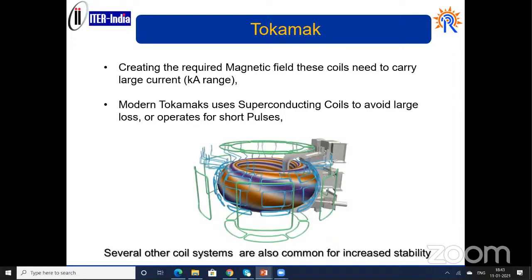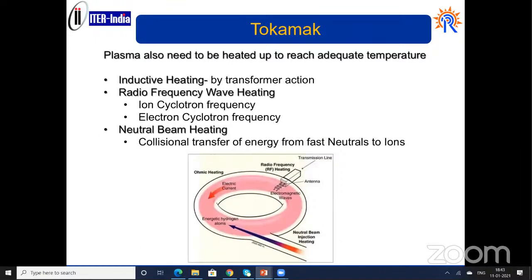Apart from that, there will be a number of other coil systems to increase the stability of the plasma. This is actually the crux of the problem: how to keep the plasma confined and controlled. You also need to heat up the plasma to take it to the fusion temperature. There is inductive heating, as I mentioned, the transformer action by the central solenoid. But inductive heating is fine, then you can see the geometry, it will lose a lot of its flux elsewhere. So it is not a very efficient one, and that is also a transient one.